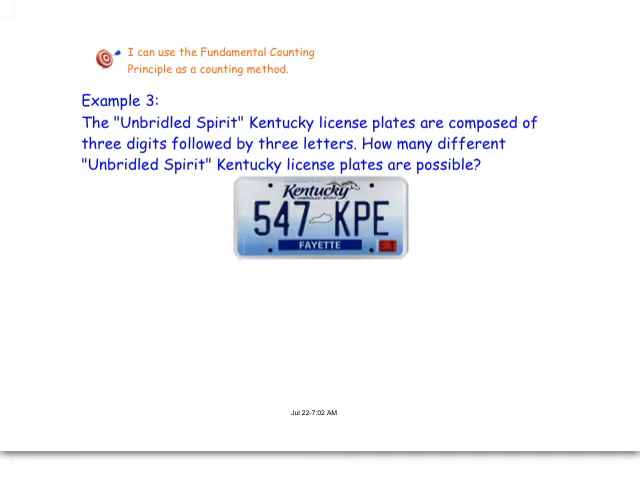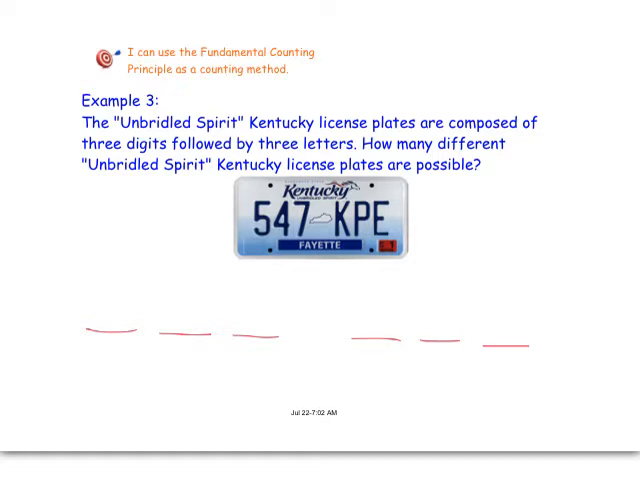In the next example, it gets a little bit trickier. It says the Unbridled Spirit Kentucky license plates are composed of 3 digits followed by 3 letters. How many different Unbridled Spirit Kentucky license plates are possible? Well, if we want to know all the possibilities, we have to think about the fact that there are 3 digits and 3 letters. So I'm just going to make a blank for each of these spots on the license plate.